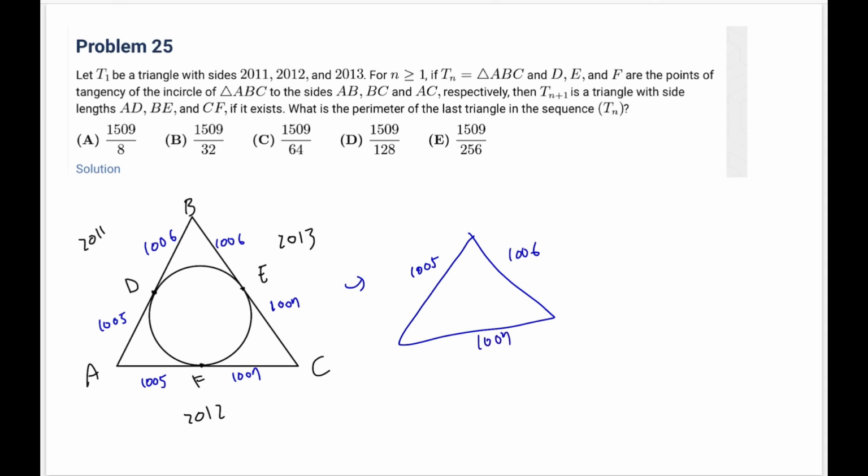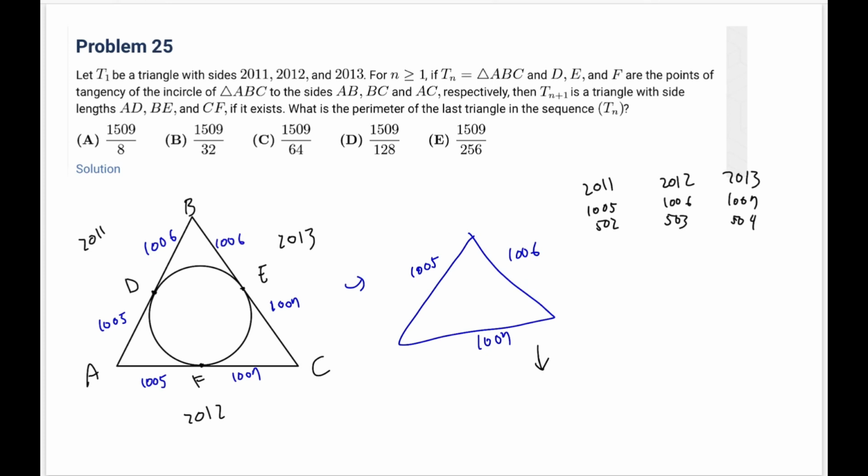So let's just try and order the side lengths. The first is 2011, 2012, 2013, and the next one is 1005, 1006, 1007. And then if you try the next one, it will be 502, 503, 504.